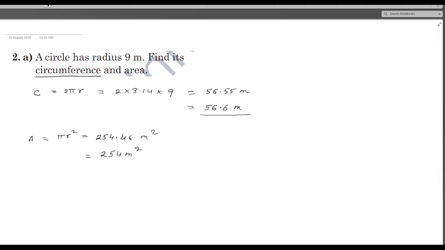Next question. A circle has circumference 34 centimeter. Find its diameter. So circumference is already given. That means 2 pi r, that is pi d. Pi d value is given, which is 34. So therefore your d will be 34 divided by pi. 34 divided by pi will give us 10.82. So 10.8 I will consider. 10.8 centimeter is your diameter.